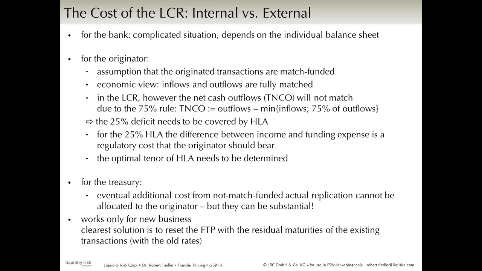For the Treasury, the situation is different because eventual additional costs more than these 25% above, stemming from not match-funded replication, cannot be allocated to the originator because they've been generated by the fact that the Treasury has not been match funding the position but left it open, so they have to bear it. So the cost situation for the bank and the cost situation for the originator and for the Treasury is very different.